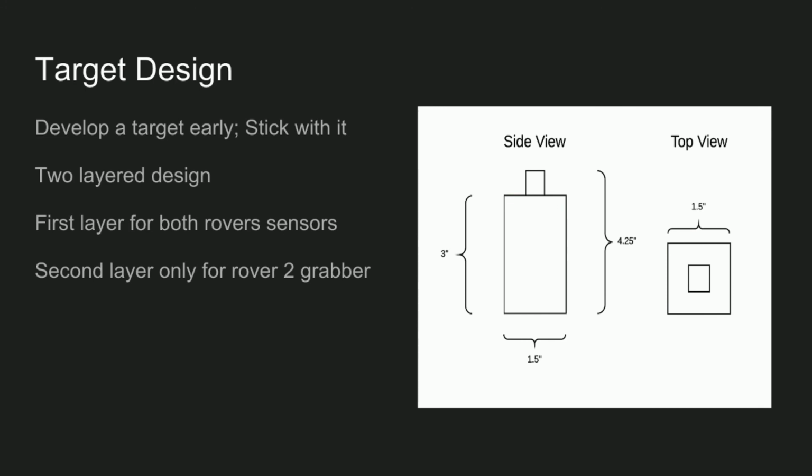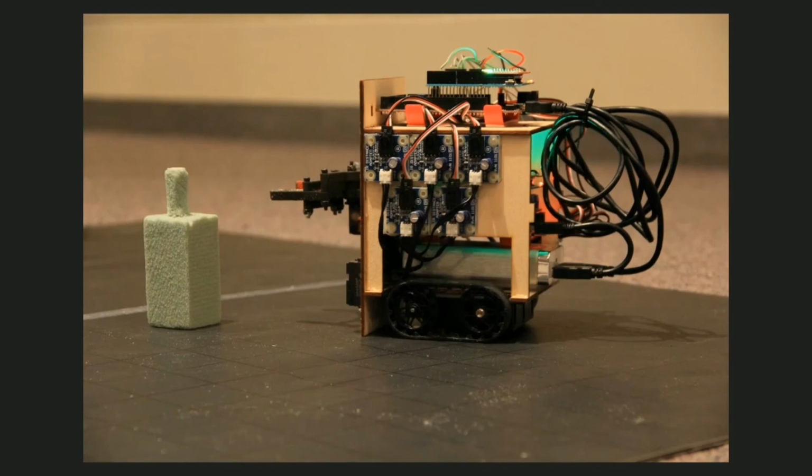The first layer is 3 inches tall as this gives plenty of room for my sensors and the sensors on the other rover to verify the target. The second layer is 1.25 inches and this is for the gripper to grab the target. The targets were cut out of foam and I chose foam because it was light, slightly compressible, and could easily be shaped. This shows the 2-layered target with the sensors and gripper. Here you can see the distinct multi-layered aspect and why it was needed.